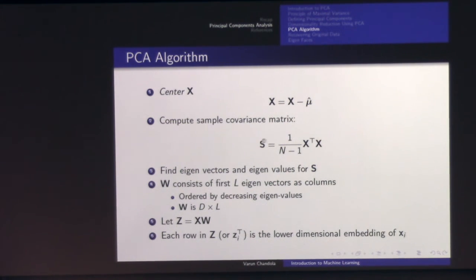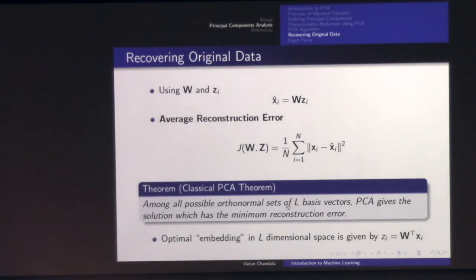Then you compute your S. Sometimes I write S as this, sometimes with 1 by N. There is a difference, but it doesn't matter too much, especially when the data is large. Then you find the eigenvectors and eigenvalues for S. Then you sort them. Let's say you know what your L is, then you only extract W, and this gives your lower dimensional reduction of Xi. Any questions so far? All right.